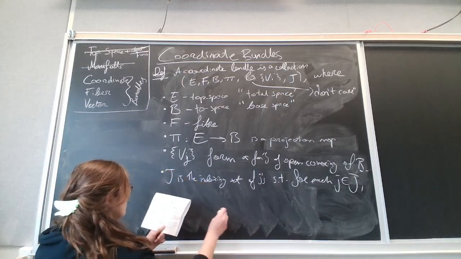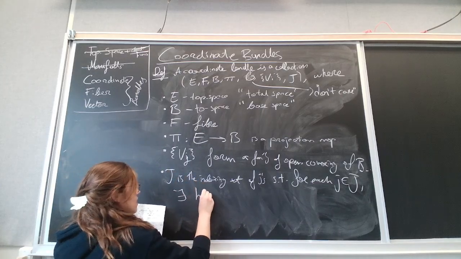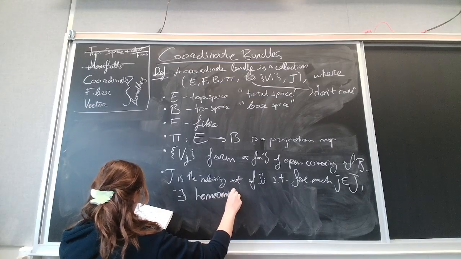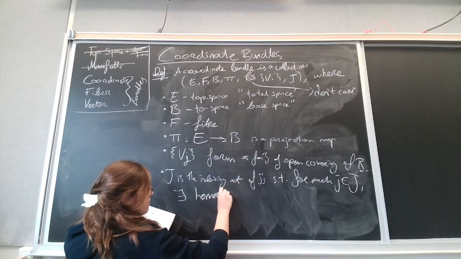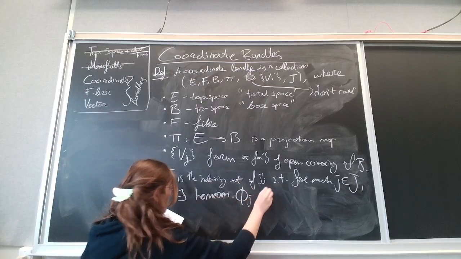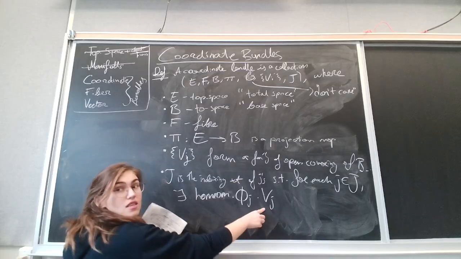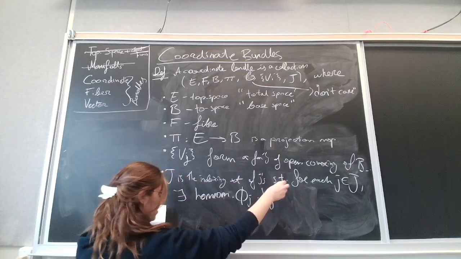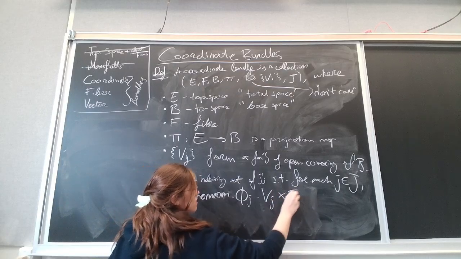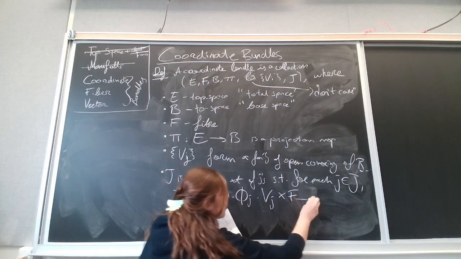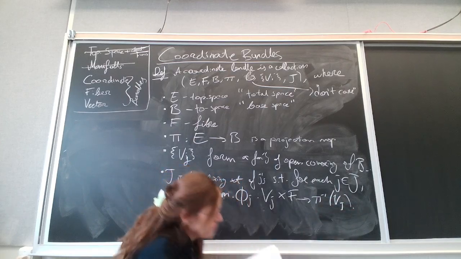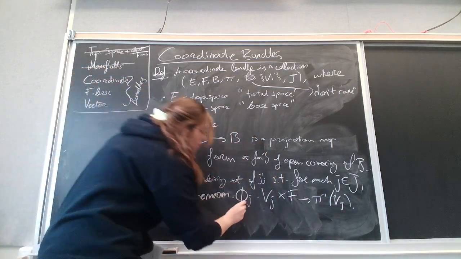this is the last thing I'm going to write. There is a homeomorphism phi j from Vj, which was an open set on B, Cartesian product with the fiber, to the pre-image of Vj. And these are called the coordinate functions.